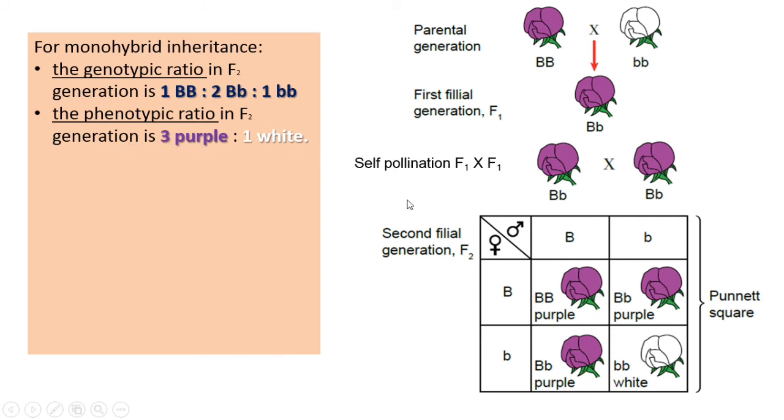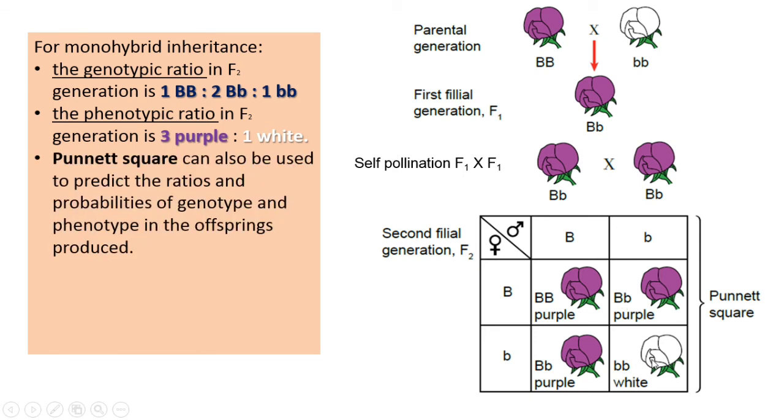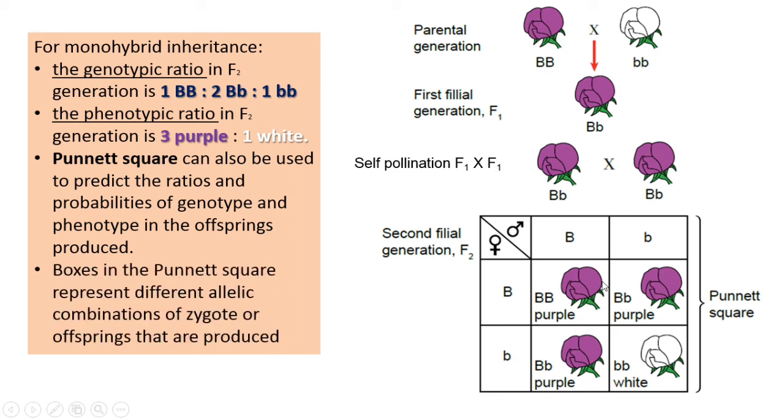Punnett square can also be used. So this is the Punnett square to predict the ratio. So each box in the Punnett square represents the different allelic combination of the zygote. Combination of the zygote. B besar akan menghasilkan B besar is purple flower. b kecil and b kecil dia akan menghasilkan white flower.